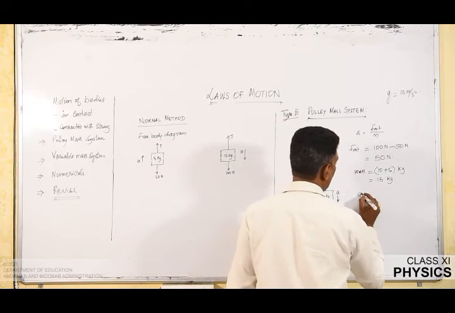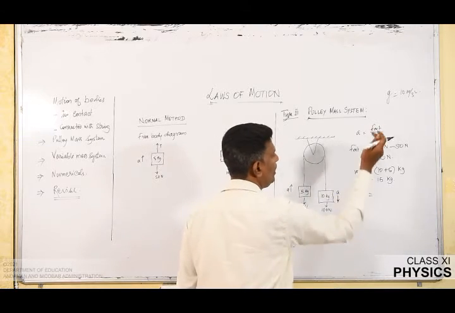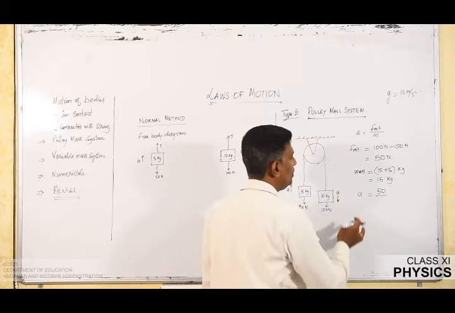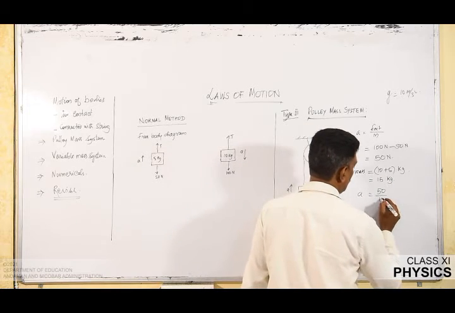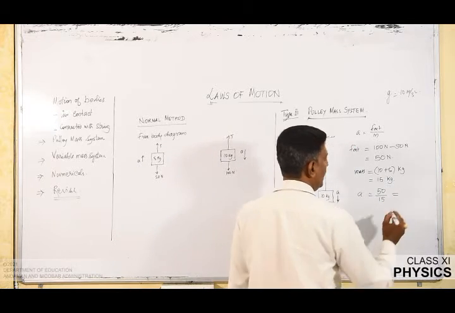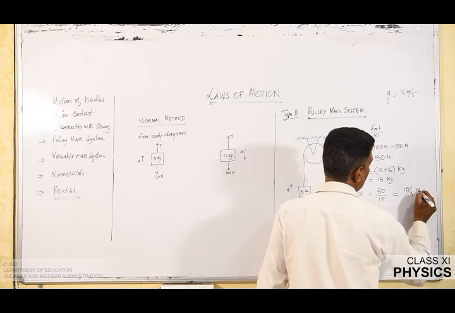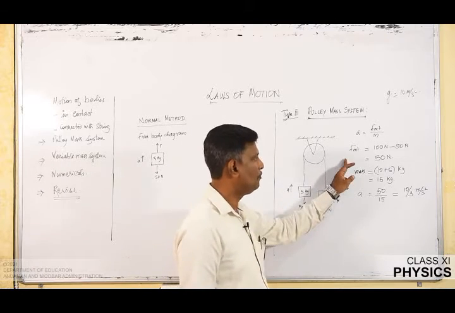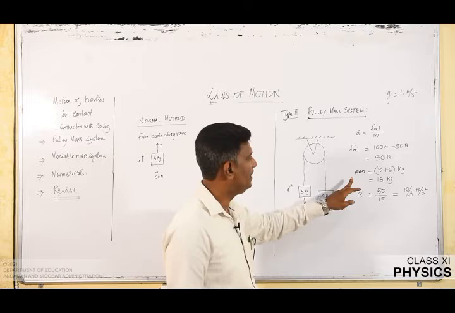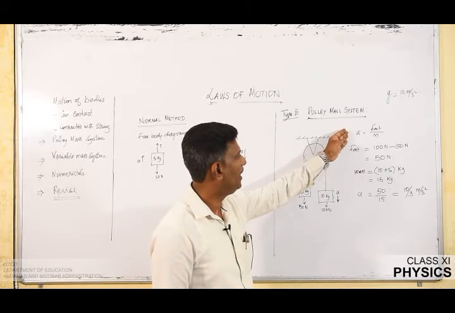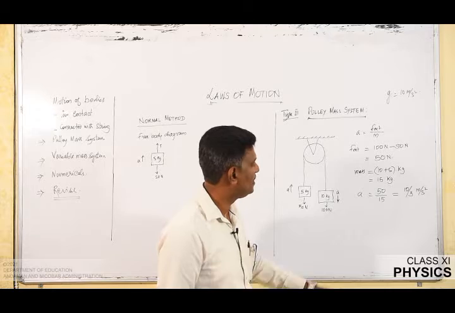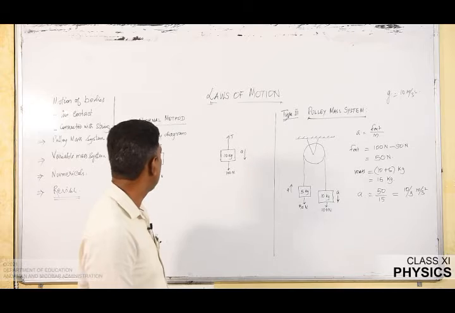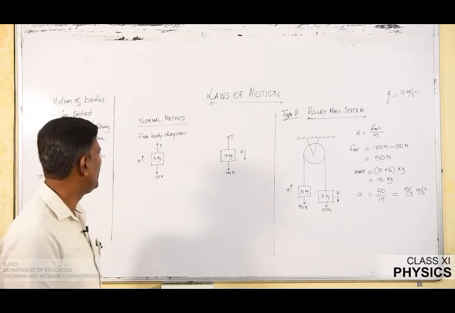Using this formula, A is equal to F external by mass. F external is 50 divided by mass, that is 15. So that comes to be 10 by 3 meter per second square. This is the shortcut method. We just need to find the net external force and the total mass. The formula is handy, F external by mass, that is 50 by 15, that comes to be 10 by 3 meter per second square. Let us see the normal method using the free body diagram.